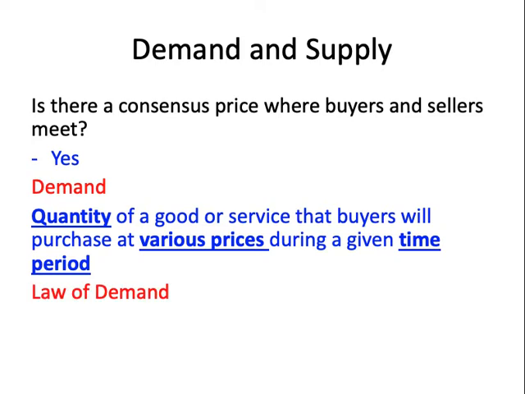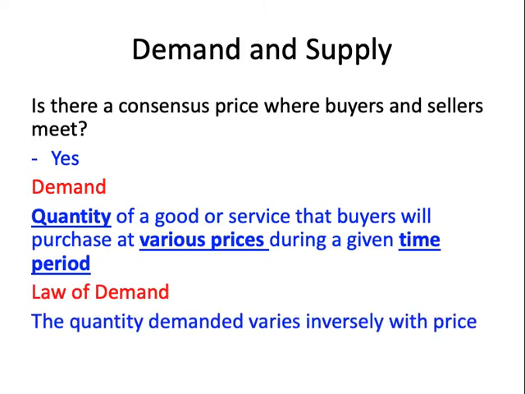And so the law of demand states this: the quantity demanded varies inversely with price. Okay, so if we remember from our first unit, we talked about relationships between the x-axis and the y-axis, or the x variable and the y variable. In the law of demand, quantity, this variable, varies inversely with this variable, right?